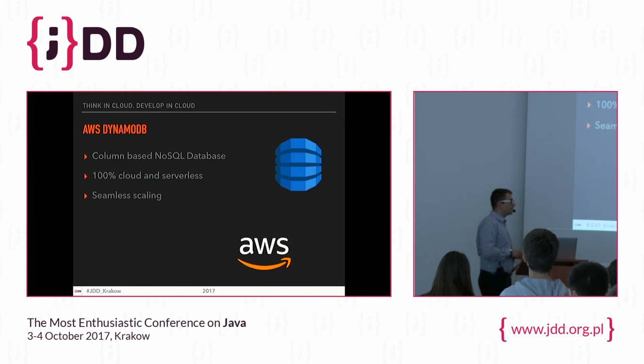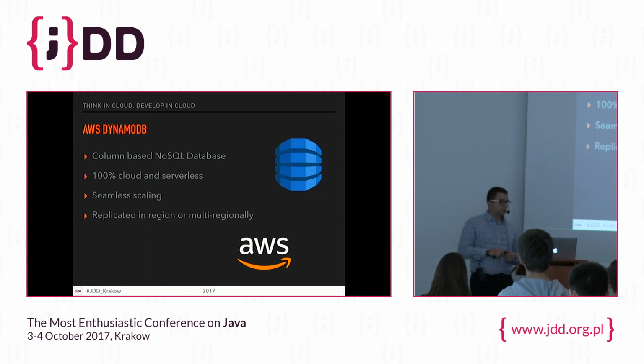Seamless scaling means that we are not even seeing how the application or the database is scaling, because this is totally out of our hands. We care only about data and the software which is using those data structures, nothing more. Replicated into multi-regionality, that means that our data are safe.